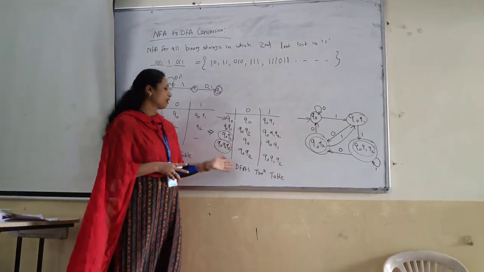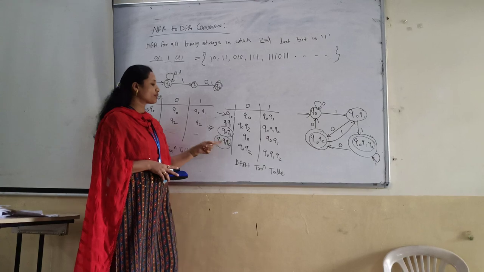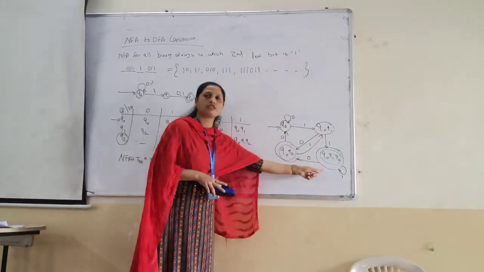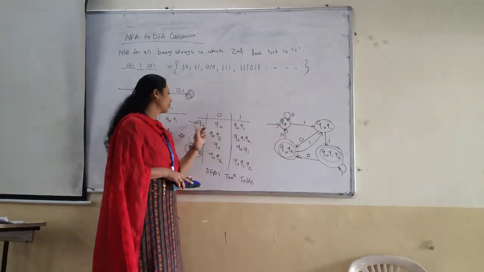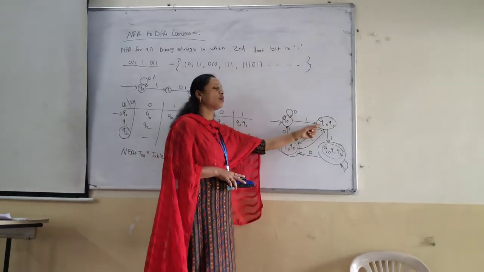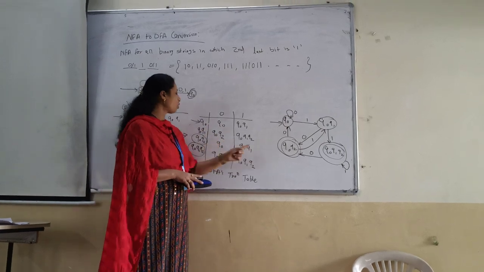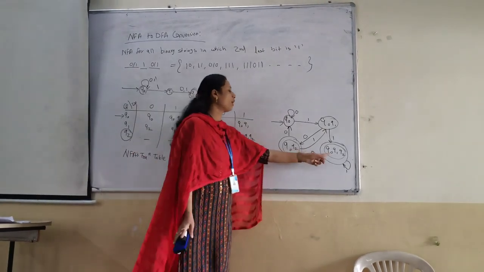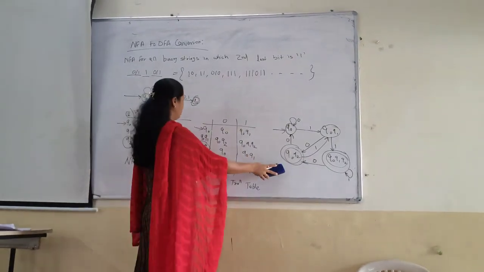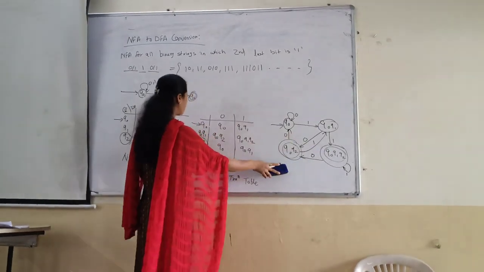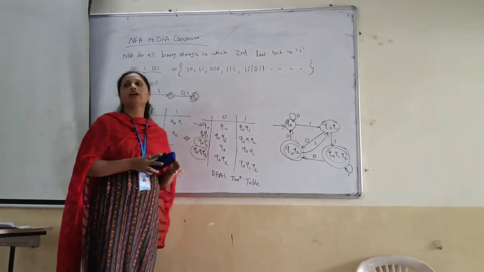Now draw the diagram. List down Q0, Q0, Q1, Q0, Q2, Q0, Q1, Q2. So we have 4 states, and draw accordingly. Q0 on 0 moves to Q0 itself. Q0 on 1 moves to Q0, Q1. Afterwards, Q0, Q1 on 0 goes to Q0, Q2. On 1, it goes to Q0, Q1, Q2. Now check for Q0, Q2. We have seen Q0, Q1. Now Q0, Q2, and afterwards Q0, Q1, Q2. Accordingly, we draw the diagram.